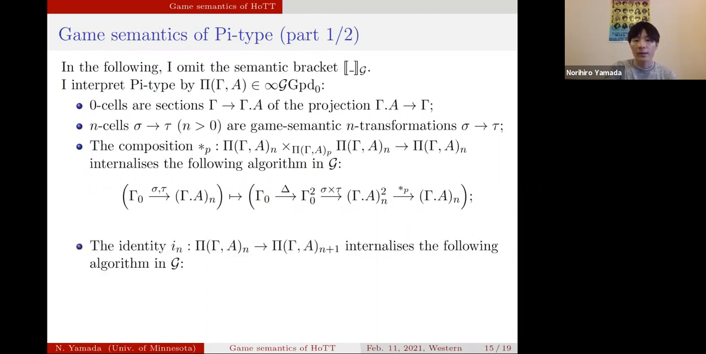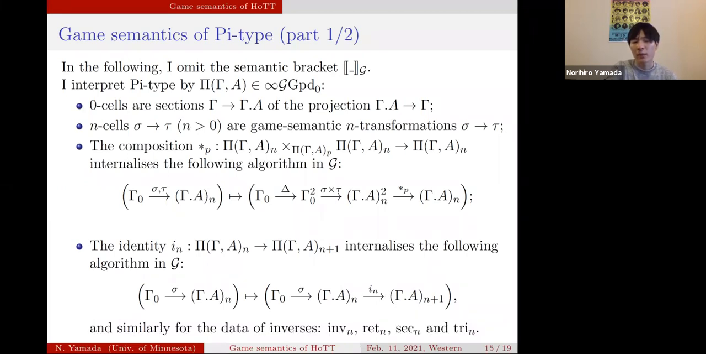And similarly, or even in a simpler way, the identity can be given by the following algorithm internalized in Z. Namely, given sigma, it just post-composes the identity on gamma dot A. And similarly for the data of inverses. So you can just replace IN here with these operations on gamma dot A. And this categorical recipe, specialized to game semantics, really makes sense as a structure of pi as follows. So here, just bear in mind that the interpretation of higher cells on pi are game-semantic transformations, so strategies of this form.